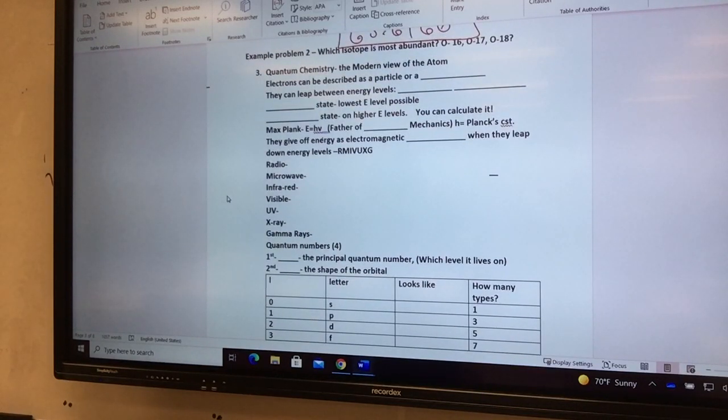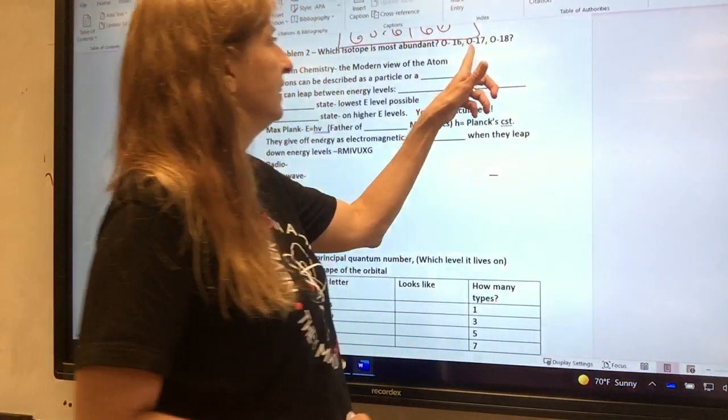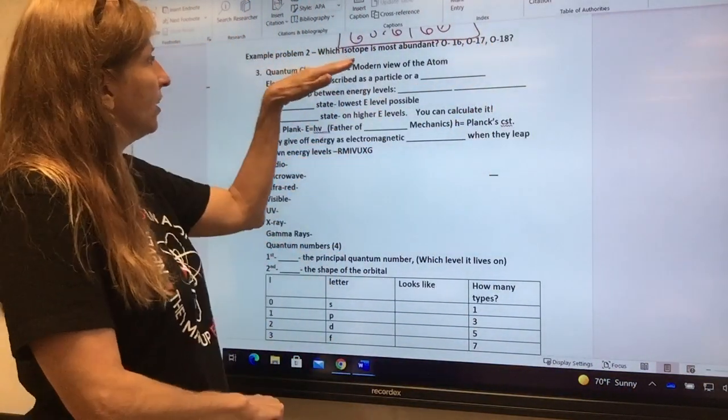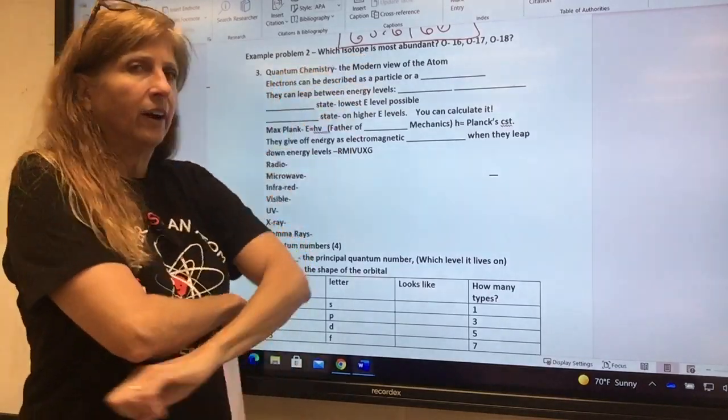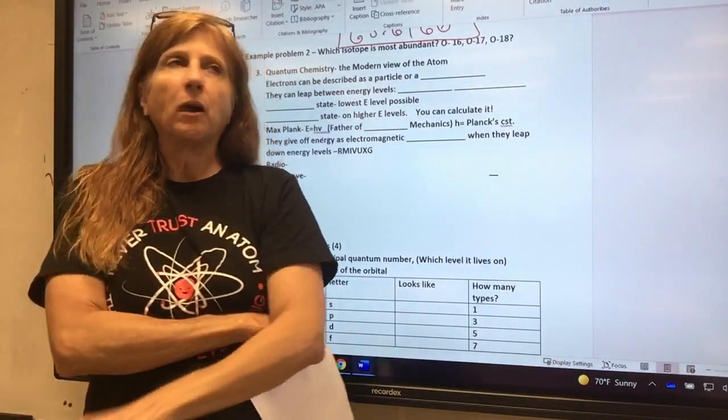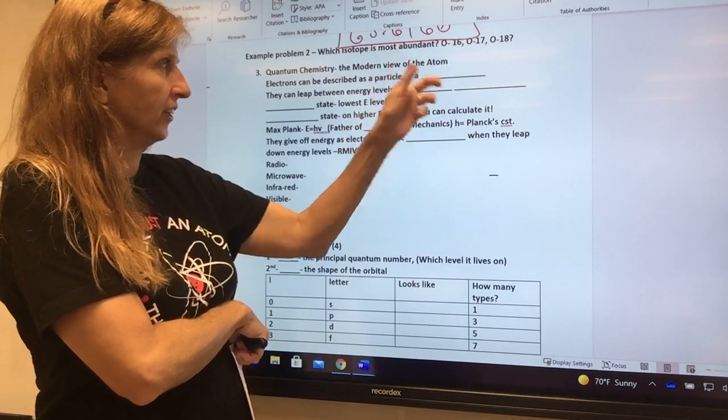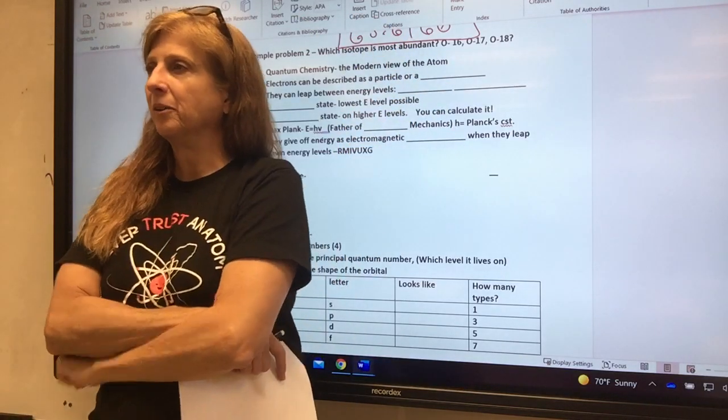Okay, which isotope is most abundant? Oxygen 16, 17, or 18? Notice there's no room for work here. How do you think we can figure this out? Which is most abundant? Oxygen 16, 17, or 18?